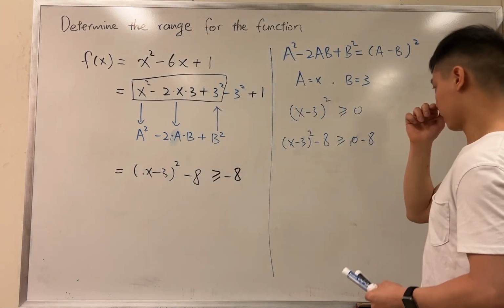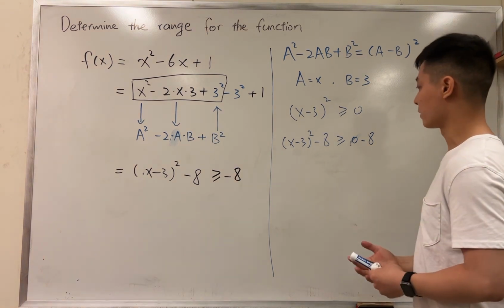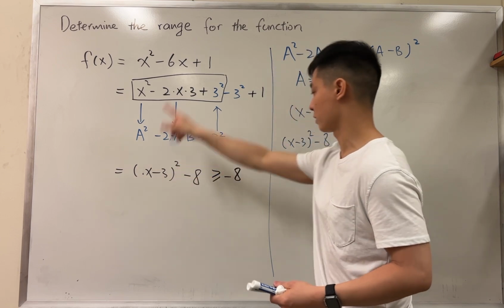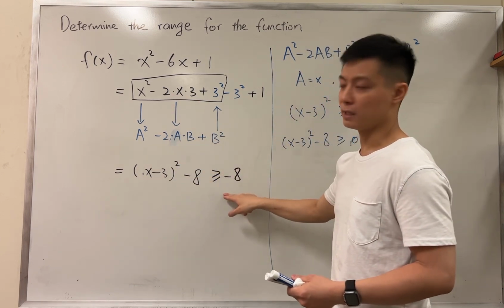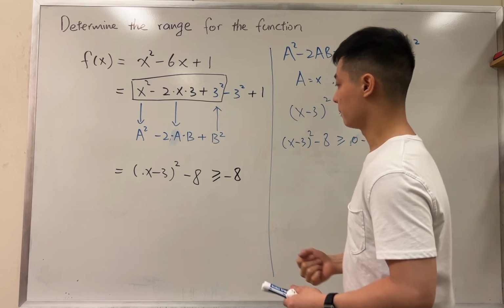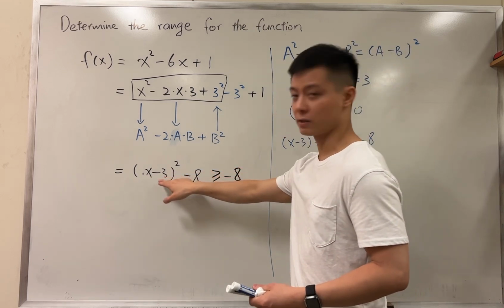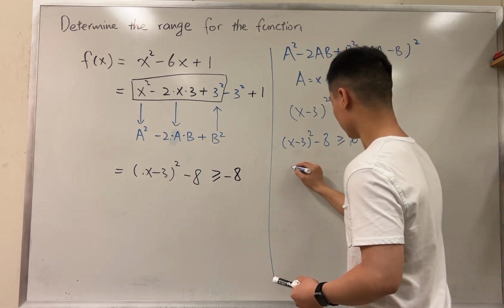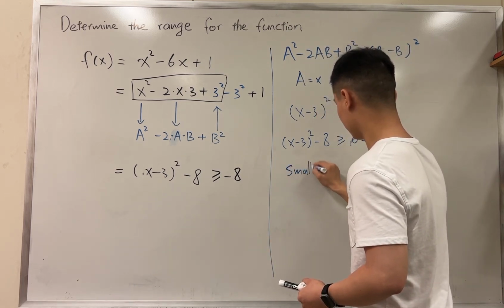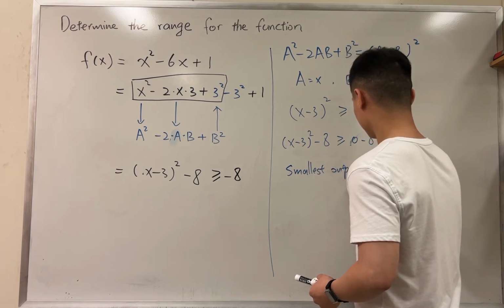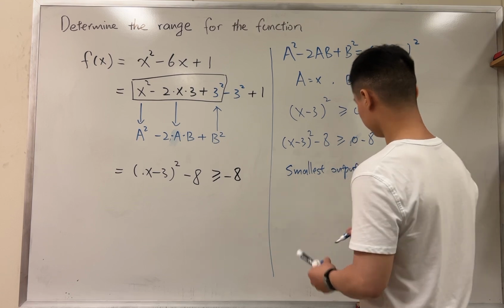And that tells us that this is going to be greater than or equal to negative 8. So we now see that the smallest output for this expression, which is the function, is going to be negative 8. And that value is attained when x is equal to 3. Okay, so right here, the smallest output is going to be negative 8.